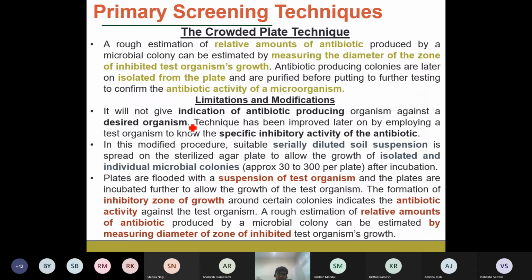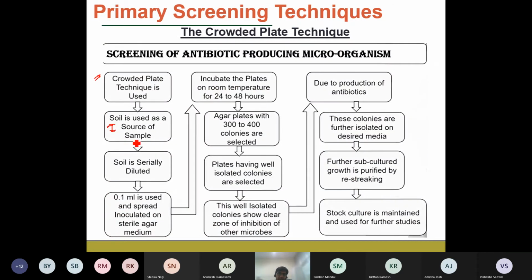Like we already discussed, it's step by step: you take the soil, and you dilute the soil to different concentrations, and after that you take a very small amount. You can see that 0.1 ml is enough. So 0.1 ml, around 100 microliters, of that diluted solution is streaked on the plates, and then it is grown or incubated for 48 hours, and we find the plates in which we have a large amount of individual colonies.